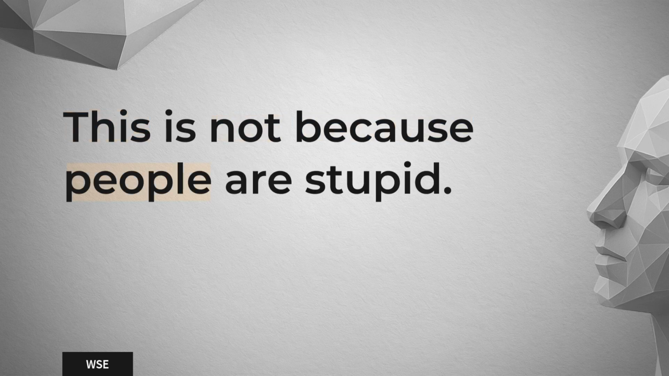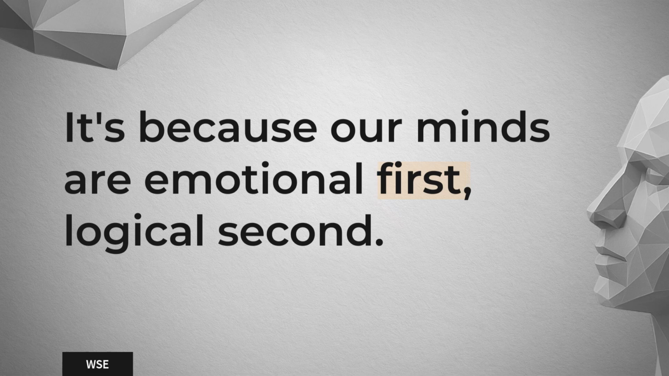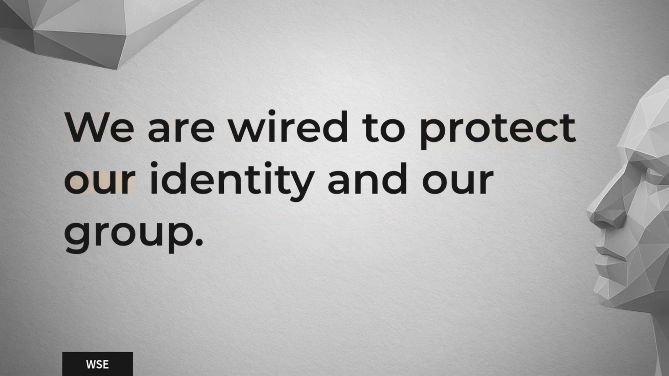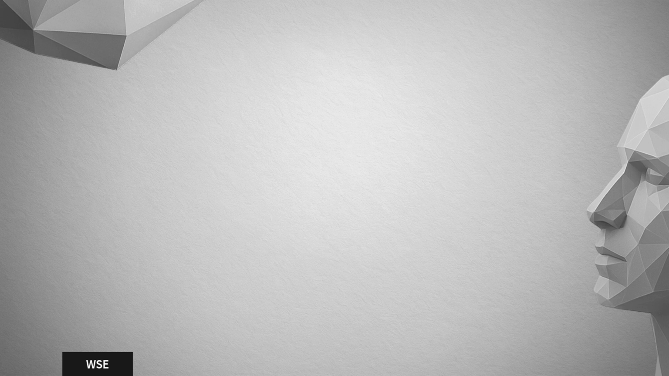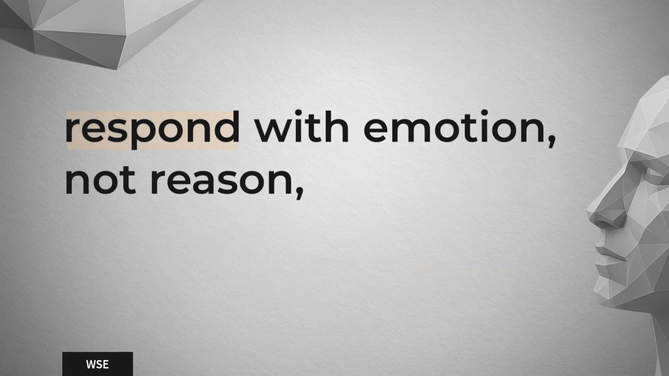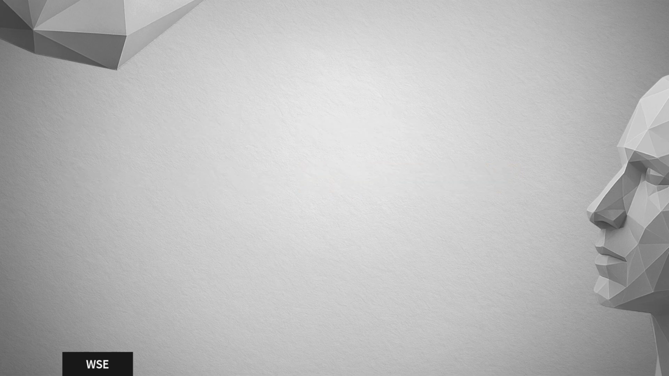This is not because people are stupid. It's because our minds are emotional first, logical second. We are wired to protect our identity and our group. So if a piece of news threatens how we see ourselves, or our community, we often respond with emotion, not reason. And social media intensifies this effect.